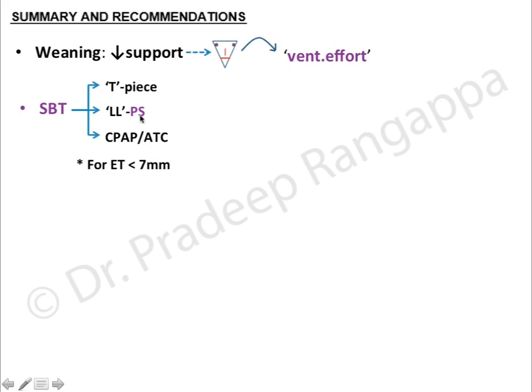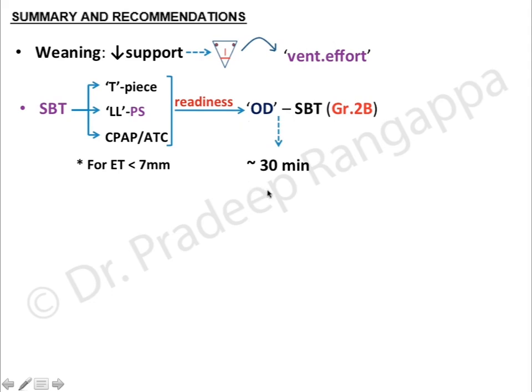But automatic tube compensation and CPAP should be used with caution, especially if you have a smaller ET. If you are dealing with a smaller ET size, the suggestion would be to use lower levels of pressure support. And once they are ready, a once-a-day SBT gets a grade 2B recommendation, and typically the first SBT could be given for 30 minutes. If they succeed, you could extubate.